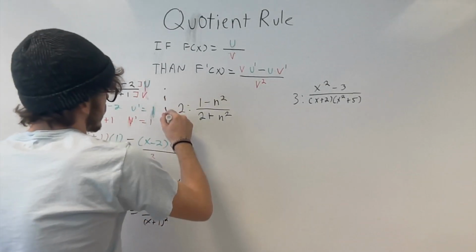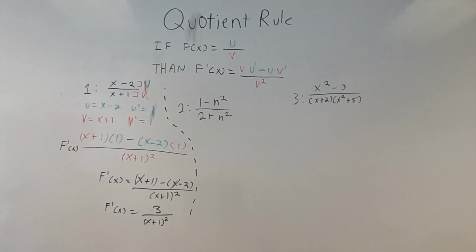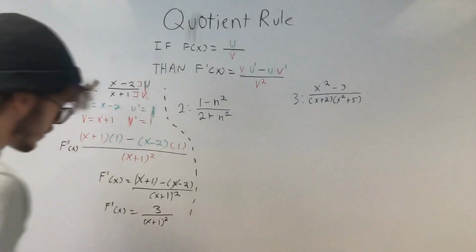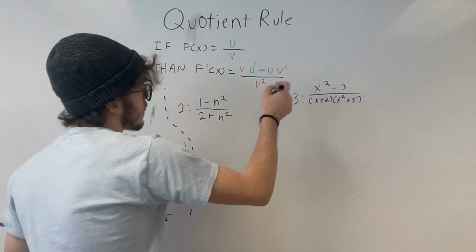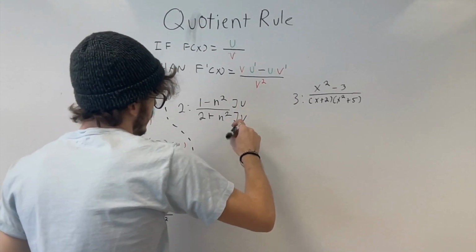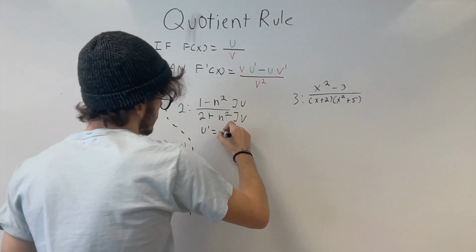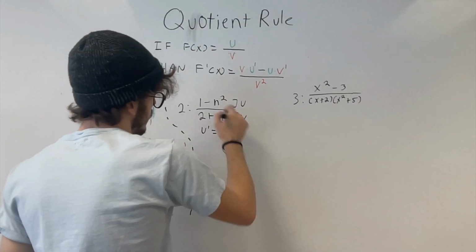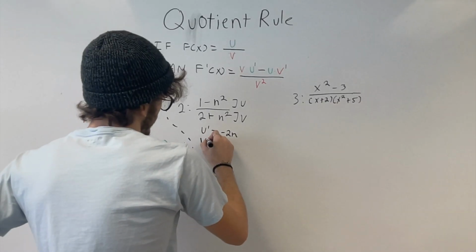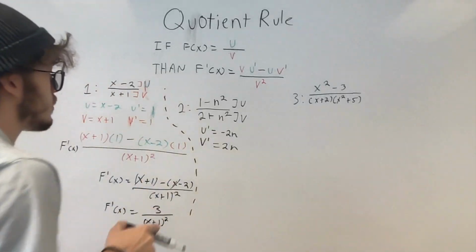All right, so let me just make some room here. So next we have a very similar problem. We have u and v, I'm not going to color code now, so we have u on the top, v on the bottom. And then we'll say that u prime is equal to, bring down the exponent, that's negative 2n, the 1 cancels out. v prime, on the other hand, is just 2n. So we have negative 2n and 2n.